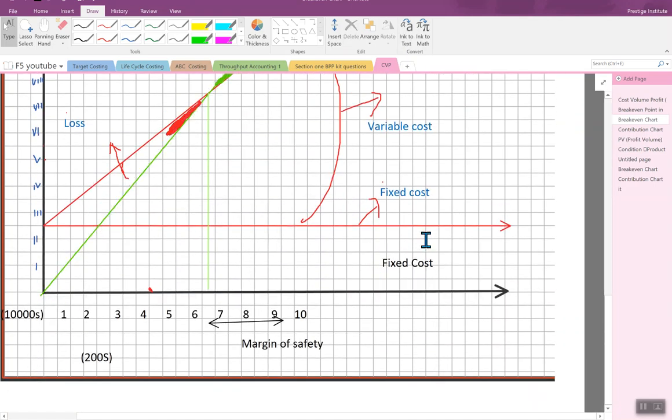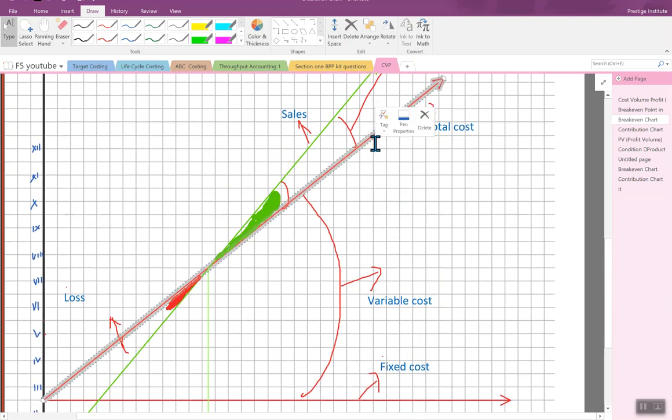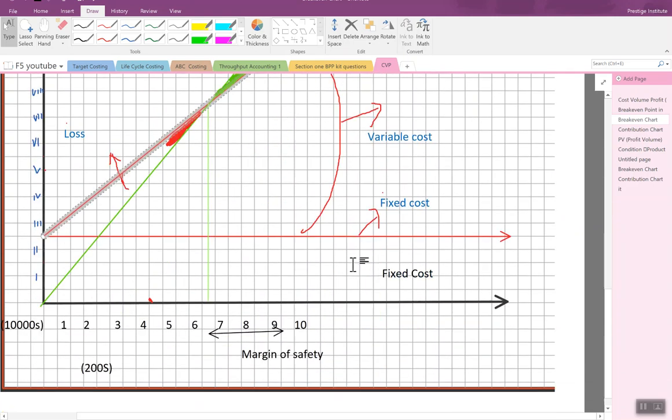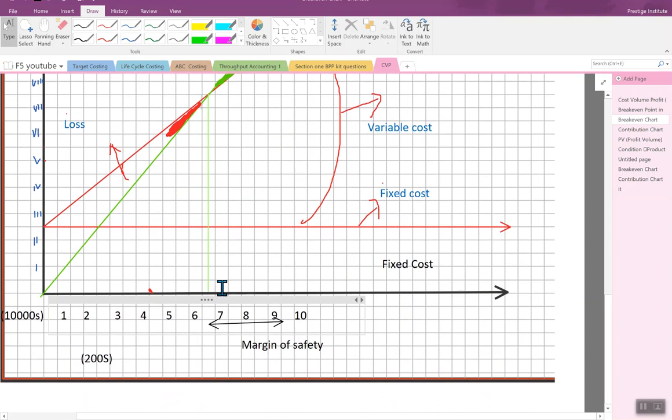So you have fixed cost, total cost, and revenue. This is the fixed cost, remember. From here to here is fixed cost. From here to here is variable cost. And then this line is total cost. Remember, it is not variable cost. Variable cost is just this part here. And then when revenue is more than our cost, that is our profit region, and where they meet is our break-even point.